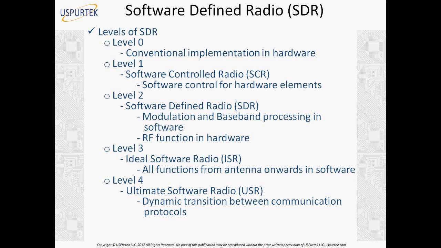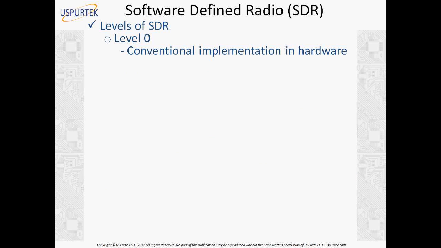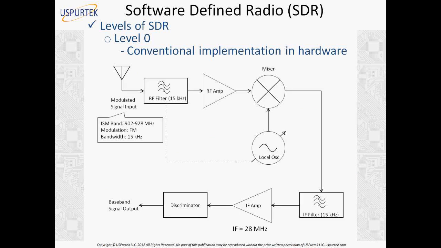You could change the bandwidth, for example, in the RF filter, you could change the filter characteristics. In the RF amplifier, you could change the gain of the amplifier. Local oscillator, you could tune it using a man-machine interface. IF amplifier and discriminator and so on. So software controlled radio.